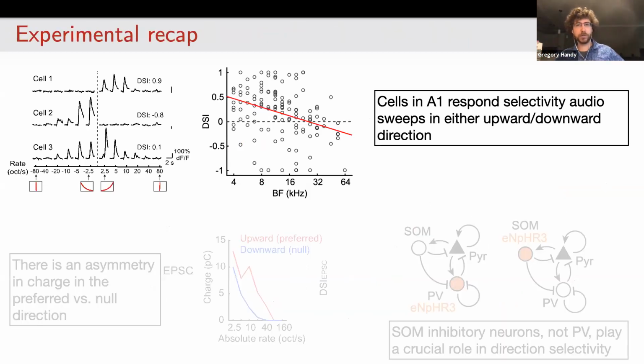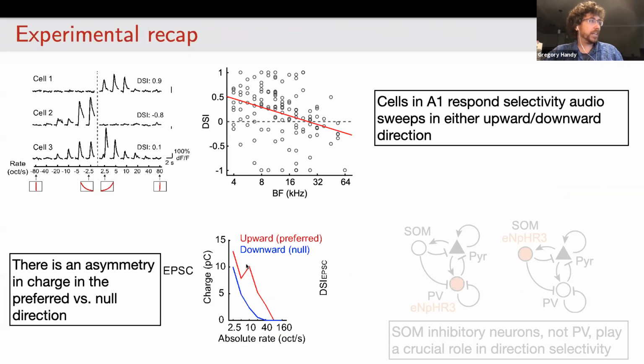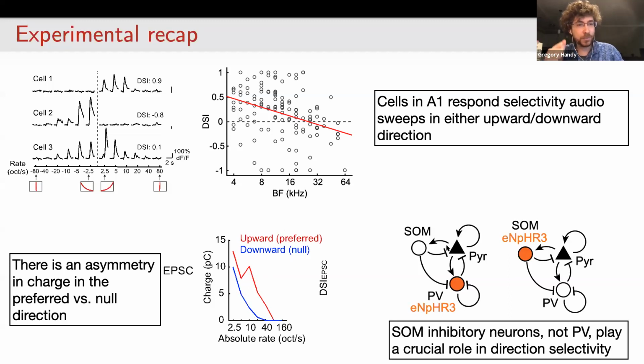All right, so just to recap, there's a lot of experimental data, and these are the features that we want to capture in the model. In A1, we have this observation that cells are selective to a certain direction of frequency sweeps. And depending on where you are on the axis determines whether you are an upward preferring or downward preferring neuron. There's this amplification in the preferred case versus the null case. And the SOM inhibitory neurons really seem to be the key player in this network.